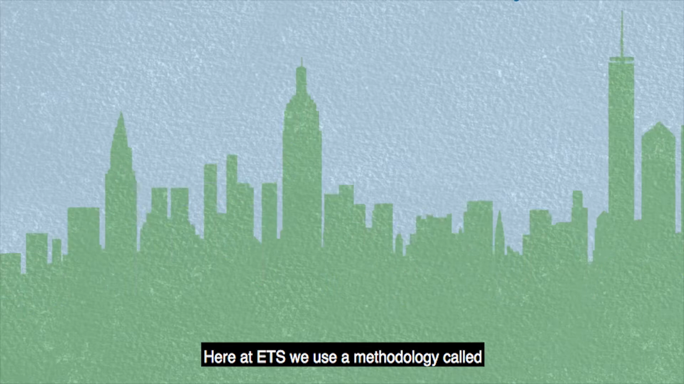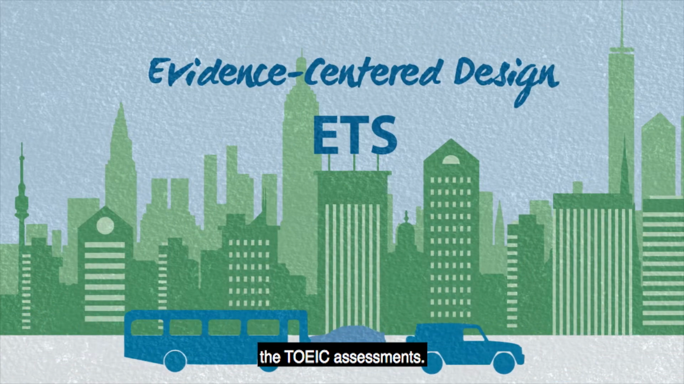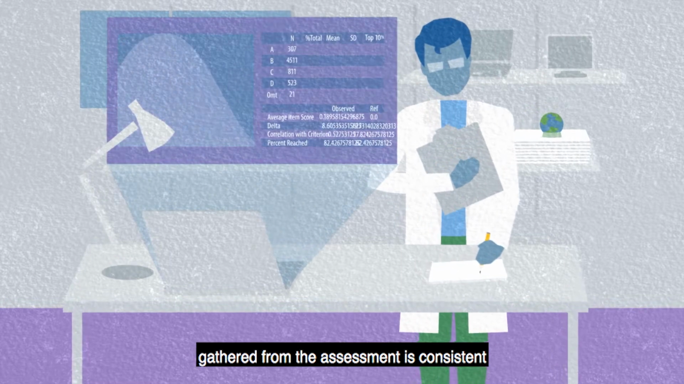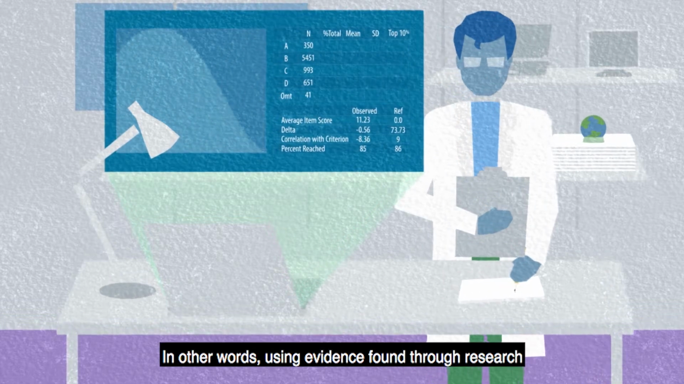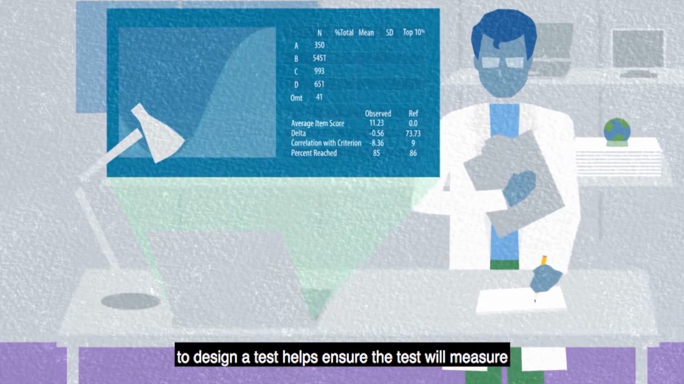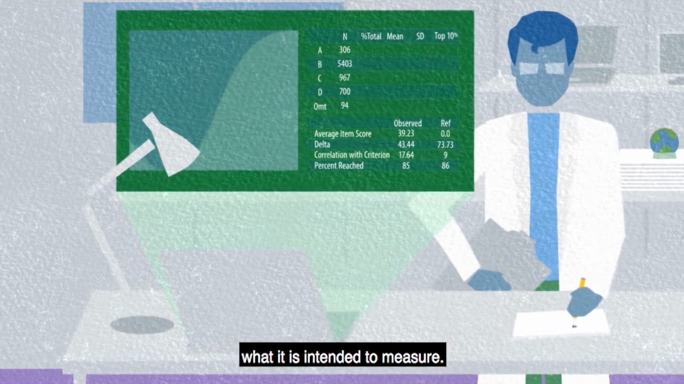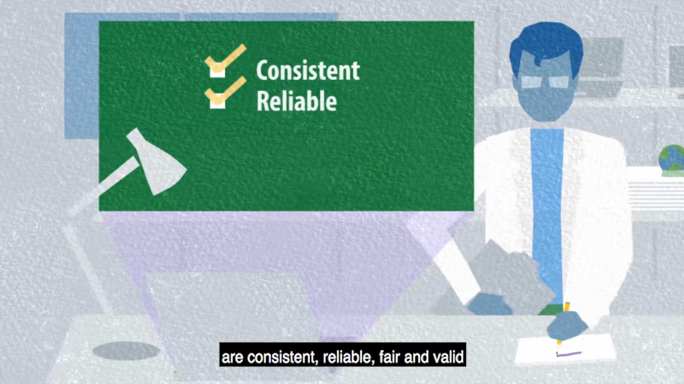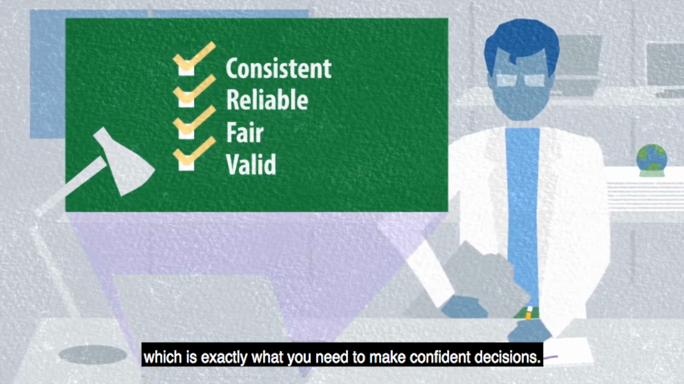Here at ETS, we use a methodology called evidence-centered design for developing the TOEIC assessments. This methodology ensures that the information gathered from the assessment is consistent with the underlying purpose. In other words, using evidence found through research to design a test helps ensure the test will measure what it is intended to measure. This process helps make certain that test results are consistent, reliable, fair, and valid, which is exactly what you need to make confident decisions.